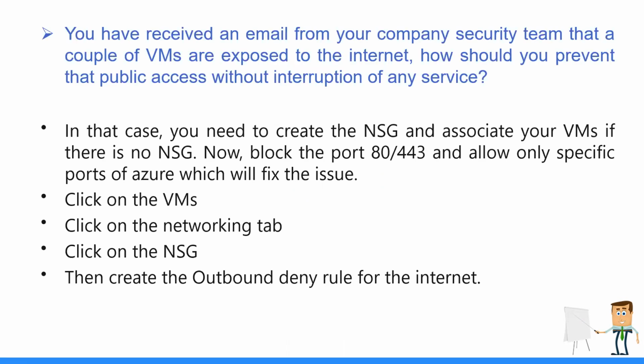So our first situation is here. If you have received an email from your company's security team that a couple of VMs are exposed to the internet, how should you prevent that public access without interruption of any service? In that case, you need to create an NSG. What's an NSG? It's a network security group, and associate it with your VMs if there is no NSG already. Now you block the ports 80 and 443 and allow only specific ports of Azure, which will fix the issue. Click on the VMs, click on the networking tab, click on the NSG, then create the outbound deny rule for the internet. That's how you do it. I hope this one is clear. Let's move towards the next question.